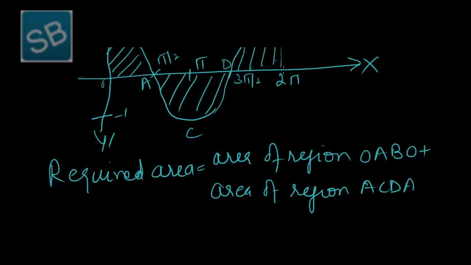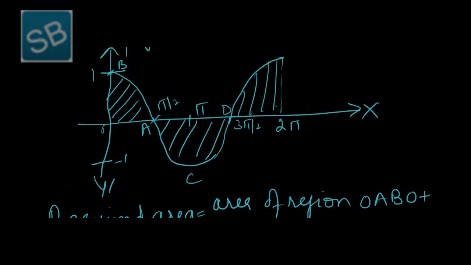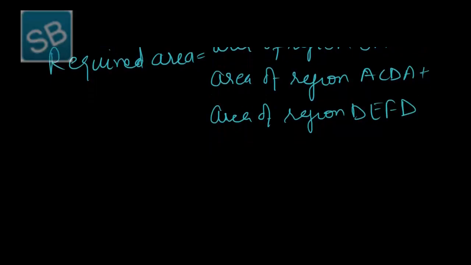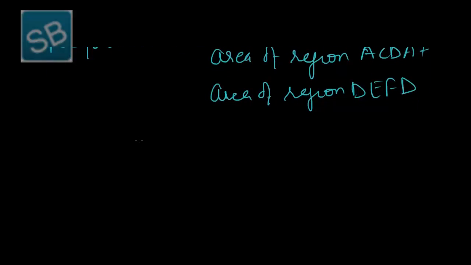As x is equal to 2 pi is here, x is equal to 0 is here. And the next one is DEFD, that is x is equal to 2 pi. So we can see that it is modulus I1, modulus I2 plus modulus I3.